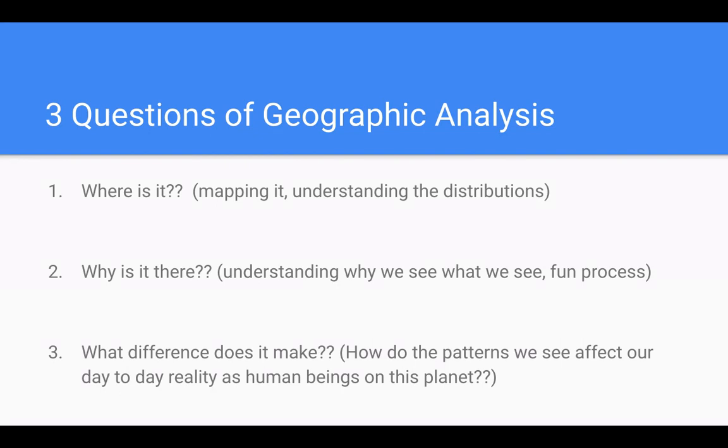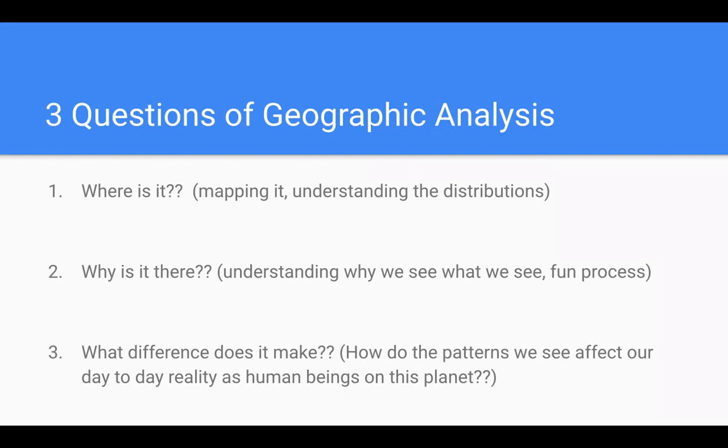So understanding, okay, well, why do we see that there's a higher amount of teen pregnancy in this town and not in that town? Okay, well, why is it that there's a large amount of immigration coming from this country to that country? Why? What are those reasons? So understanding those reasons is super important. The third question is quite a bit tougher. It's what difference does it make? So in other words, now that we understand what we're seeing on the Earth's surface, well, what difference does it make? And that question is really tough, but it's really important.